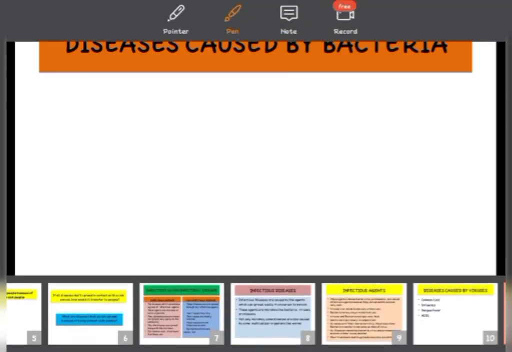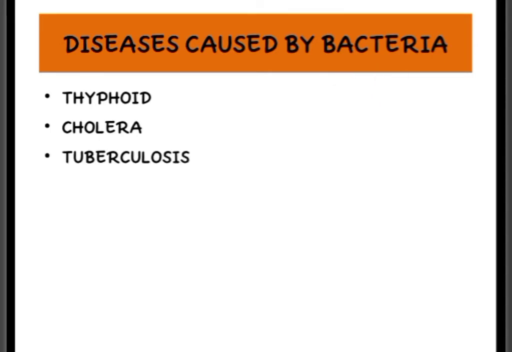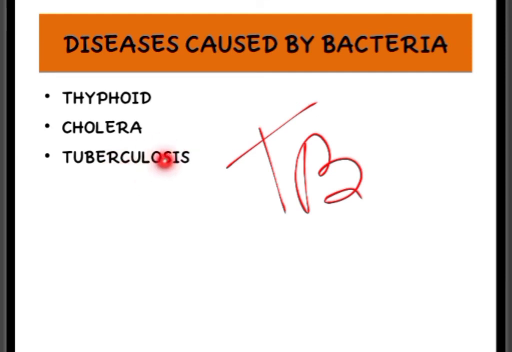Now let us learn about the diseases which are caused by bacteria. One example is typhoid. Typhoid is a bacterial disease. Next is cholera. Cholera is also a disease which is caused due to bacteria. The third is tuberculosis, which we also know as TB. TB is also caused because of bacteria. And fourth is anthrax. Anthrax is another disease which is caused because of bacterial infection.